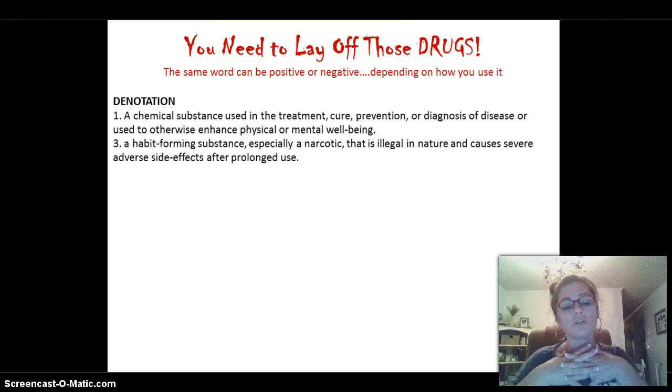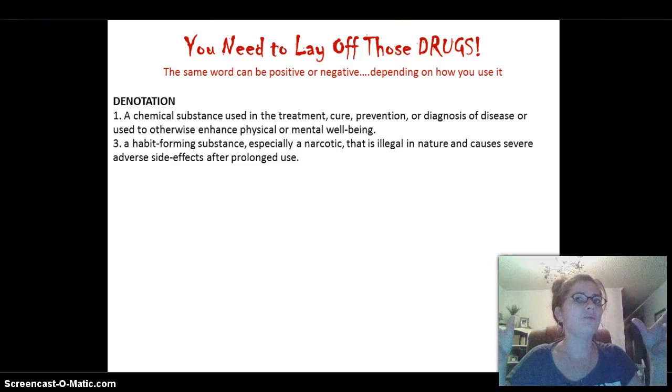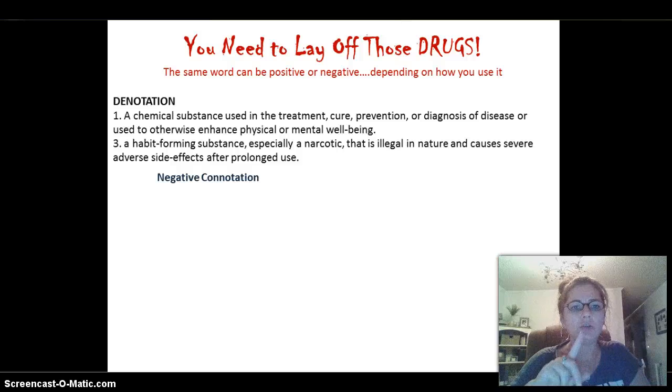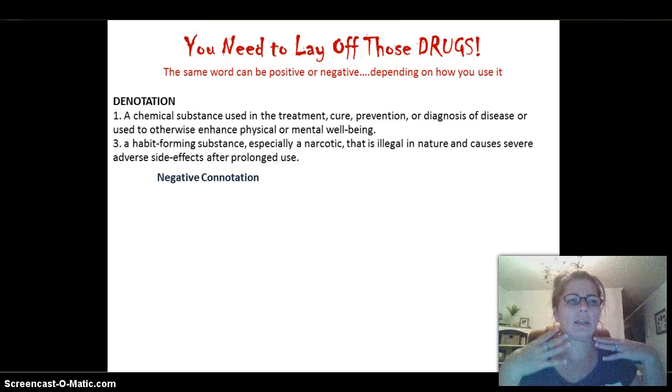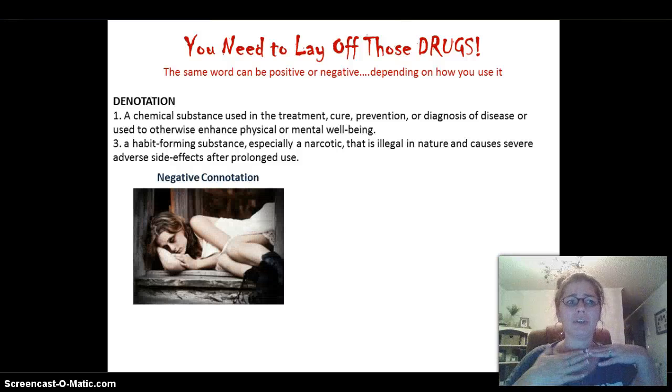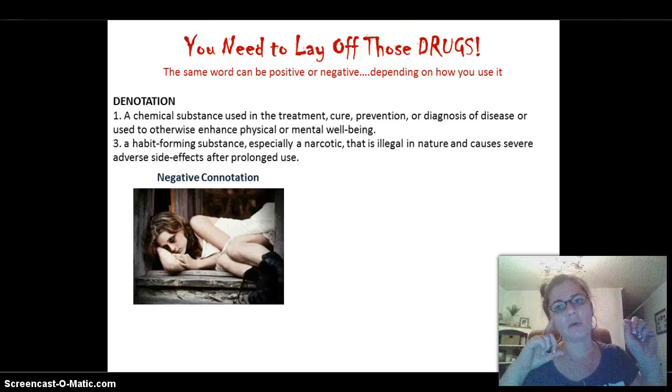But when we use the word drugs, we can attach connotation to it, and that's emotion or kind of meaning between the lines, that type of thing. The same word can be positive or negative depending on how you use it, and let me show you why. Over on the left side, we're going to show you a negative connotation. Now, you can say to somebody who's acting nutty or who's moody or who just doesn't look like they're really taking care of themselves, hey, you need to lay off the drugs. Hey, what are you on, drugs? And that's a negative attachment to that word drugs.